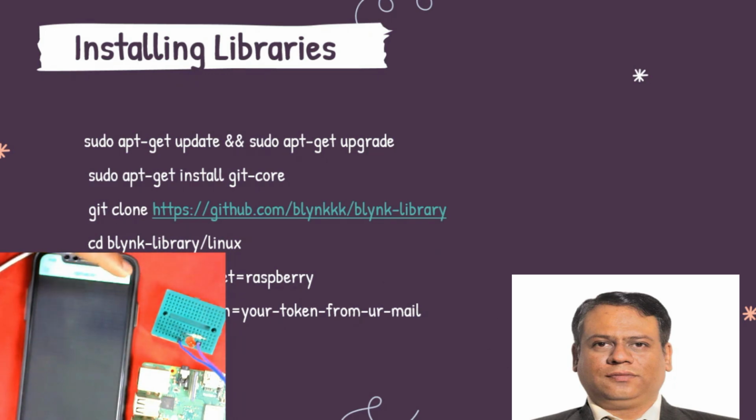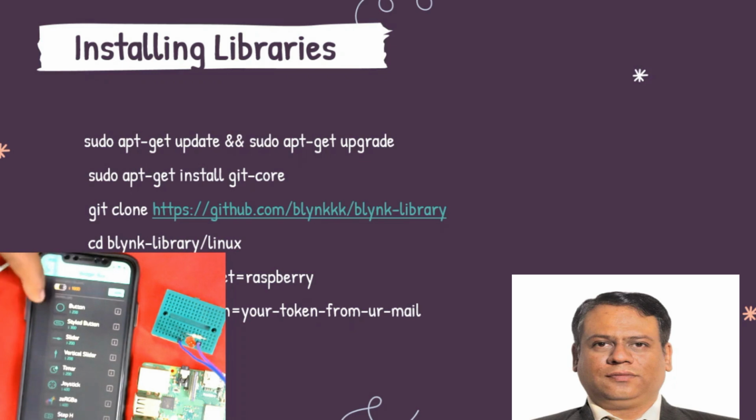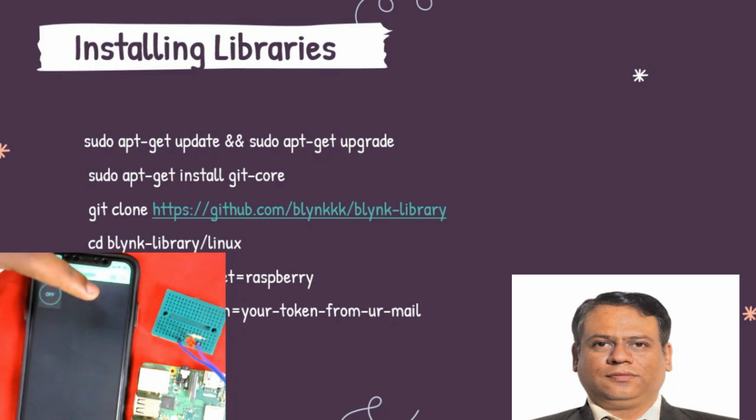Or else, just click the empty space which is present here. After clicking that, there are a lot of options like voltmeter, LED, and a lot of things for displaying the gauge and everything. Here I'm going to use a button because I'm going to control this LED, which is connected to the Raspberry Pi, from my mobile phone. So that's why I'm clicking this button.